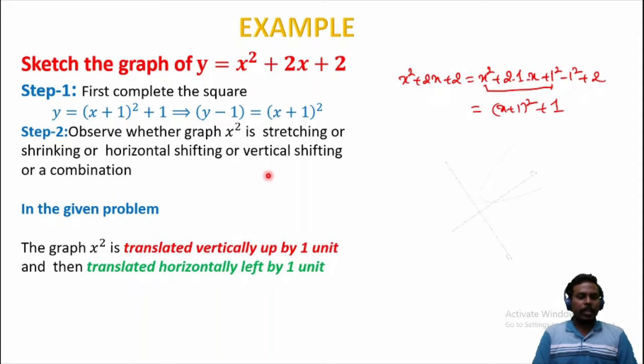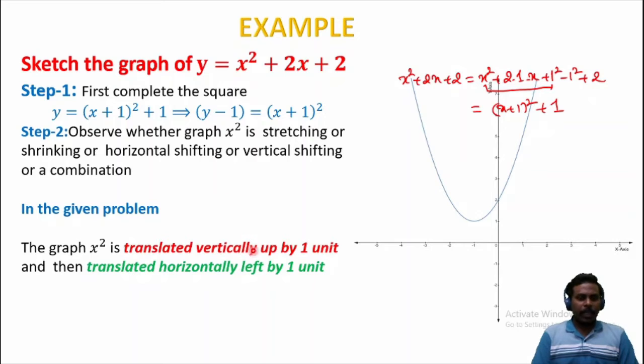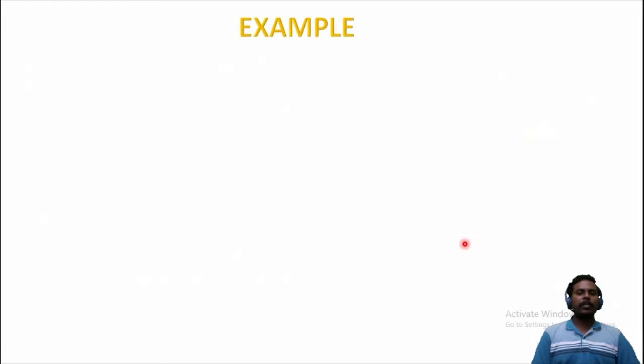After doing that, the graph is translated vertically upward by 1 unit and horizontally translated left by 1 unit. So the graph of y is equal to x square plus 2x plus 2 would be like here, and it is translated 1 unit upwards. First of all it has shifted left 1 unit and then translated upward 1 unit here. You can see that. This is how one can sketch the graph with the help of the translations, vertical and horizontal, and stretching and shrinking of the graphs. So let me discuss one more example.